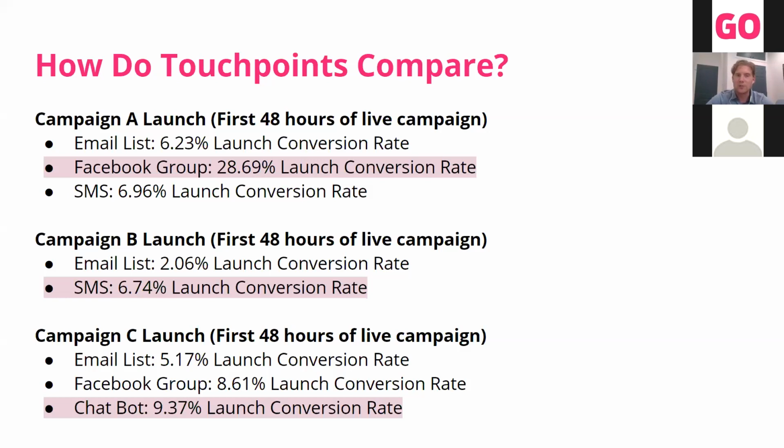Take a temperature. Where do we see this campaign going? In campaign A, we had 3 touch points: an email list, a Facebook group, and SMS. The conversion rates there: 6.23% converted through email in that first 48 hours. So that's 6.23% of the email list. Facebook group, 28% of the people who joined that Facebook group converted. And then SMS, almost 7% of people who gave us their phone number converted through SMS at launch.